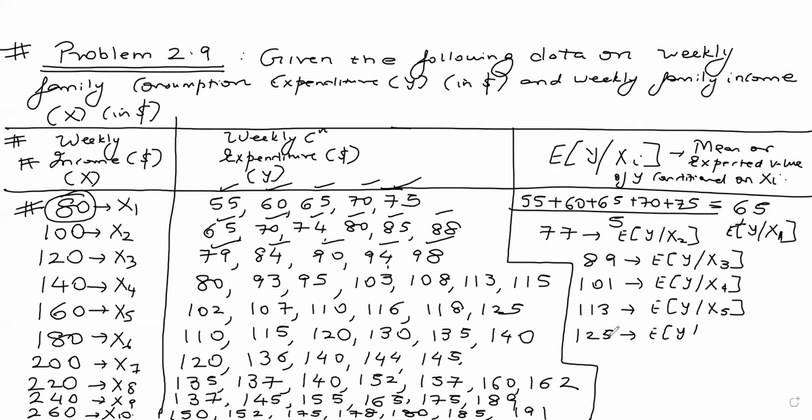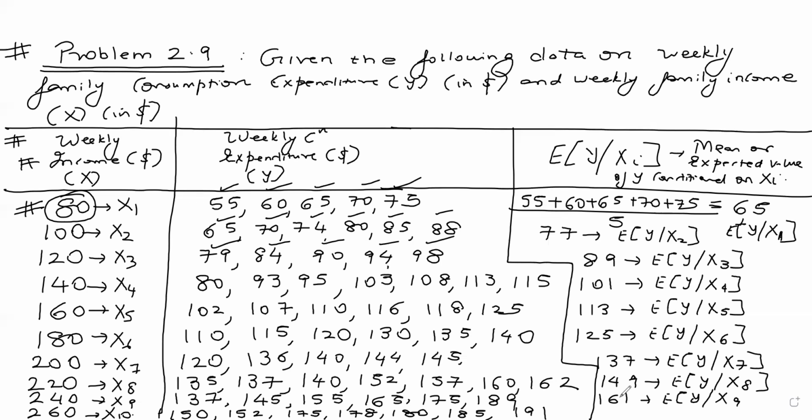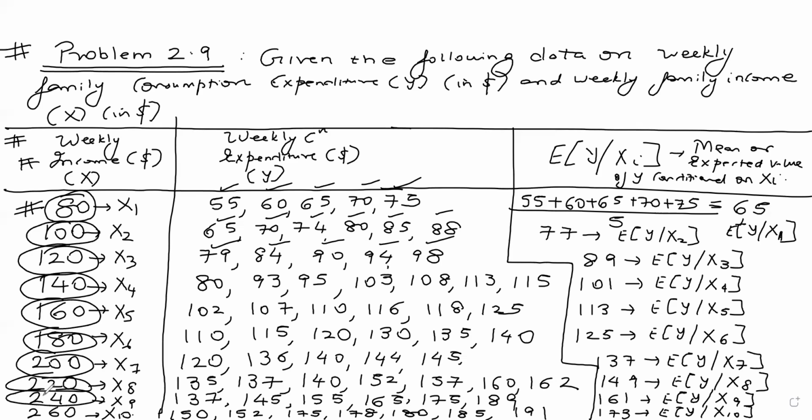125, which is the expected value of y conditional on x6, 137, which is the expected value of y conditional on x7, 149, which is the expected value of y conditional on x8, 161, which is the expected value of y conditional on x9, and the last one is 173, which is the expected value of y conditional on x10. So for every value of x, we add up the y values, we divide by the total number, we get the expected value of y conditional on a given value of x.